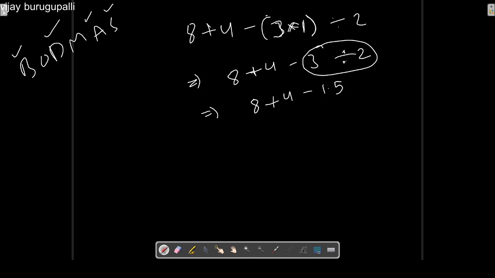Now here addition and subtraction are remaining. In addition and subtraction, addition has more priority than subtraction. So first we need to add 8 plus 4 and then we need to subtract 1.5 from 12, which gives 10.5 as answer. So this is the correct answer for this problem. All other processes are wrong.